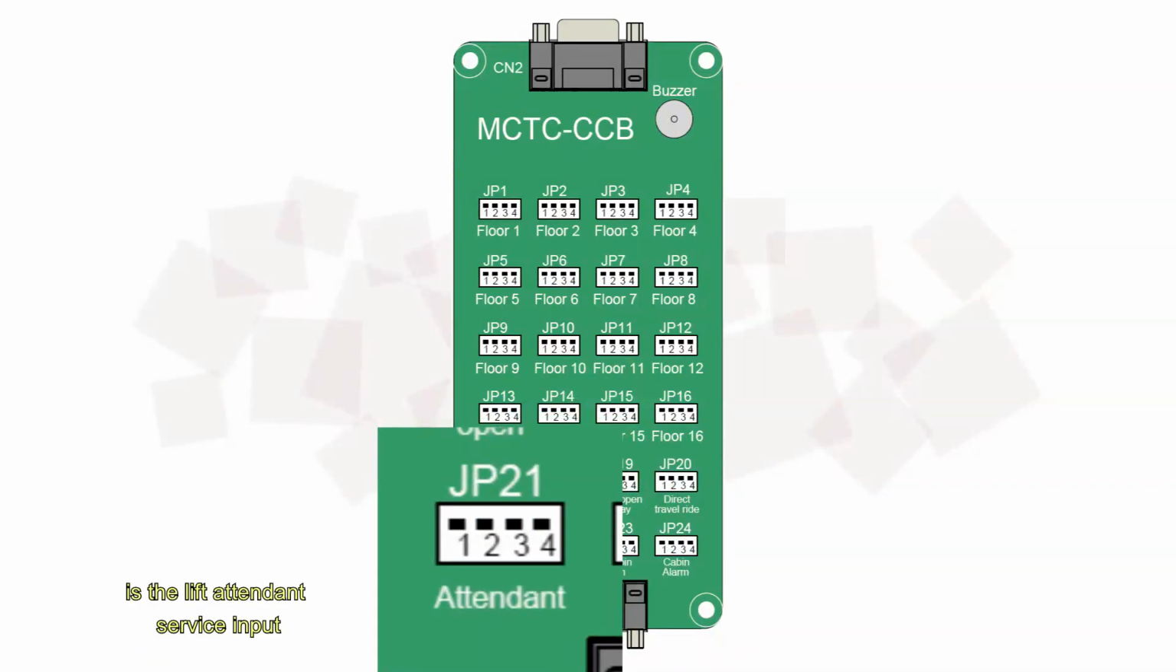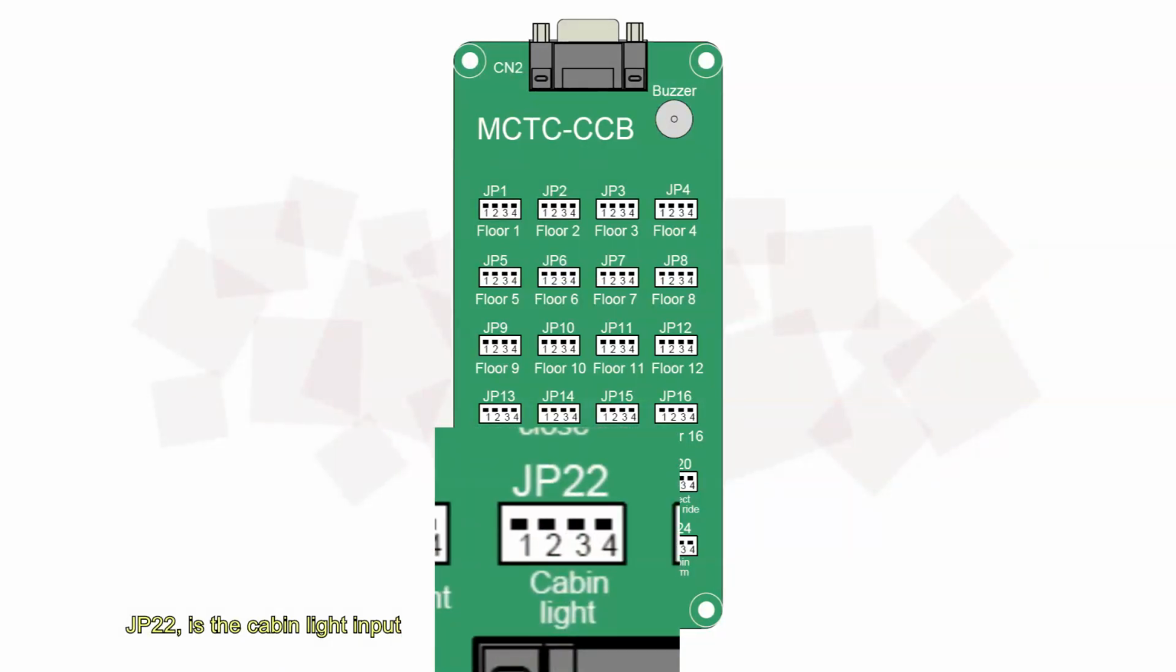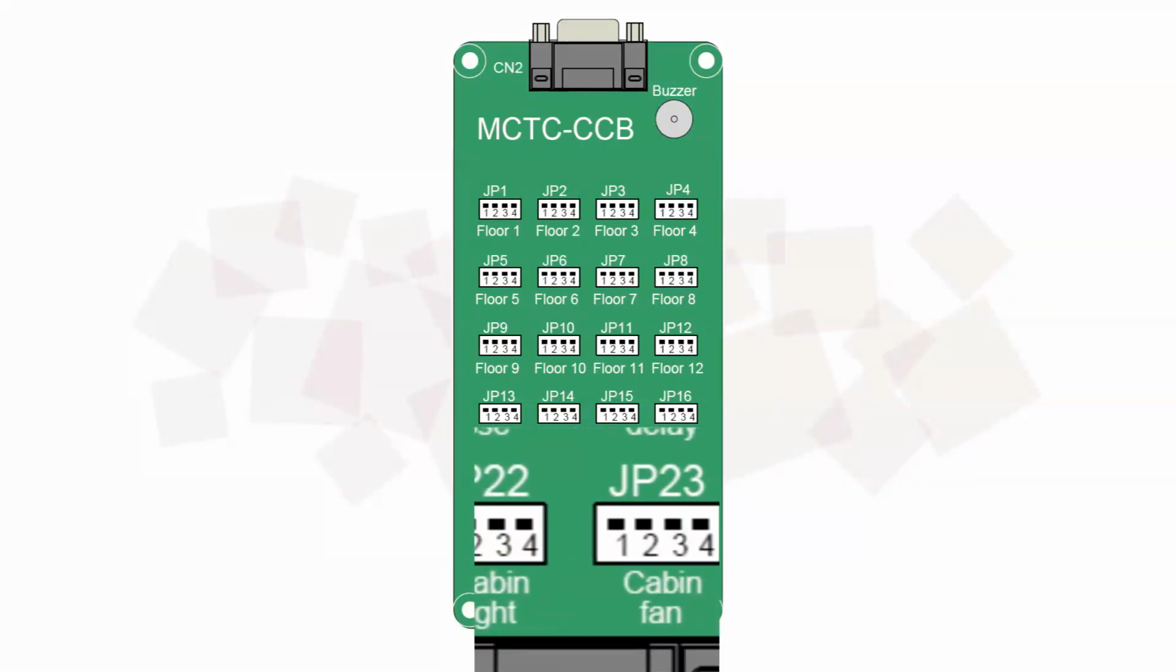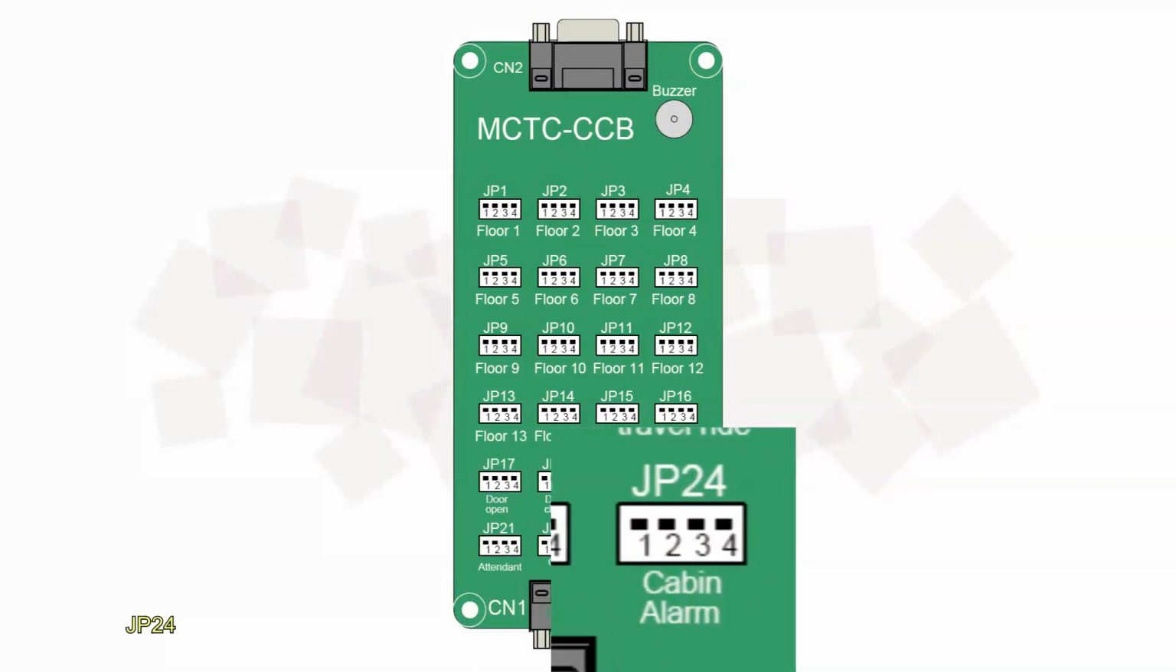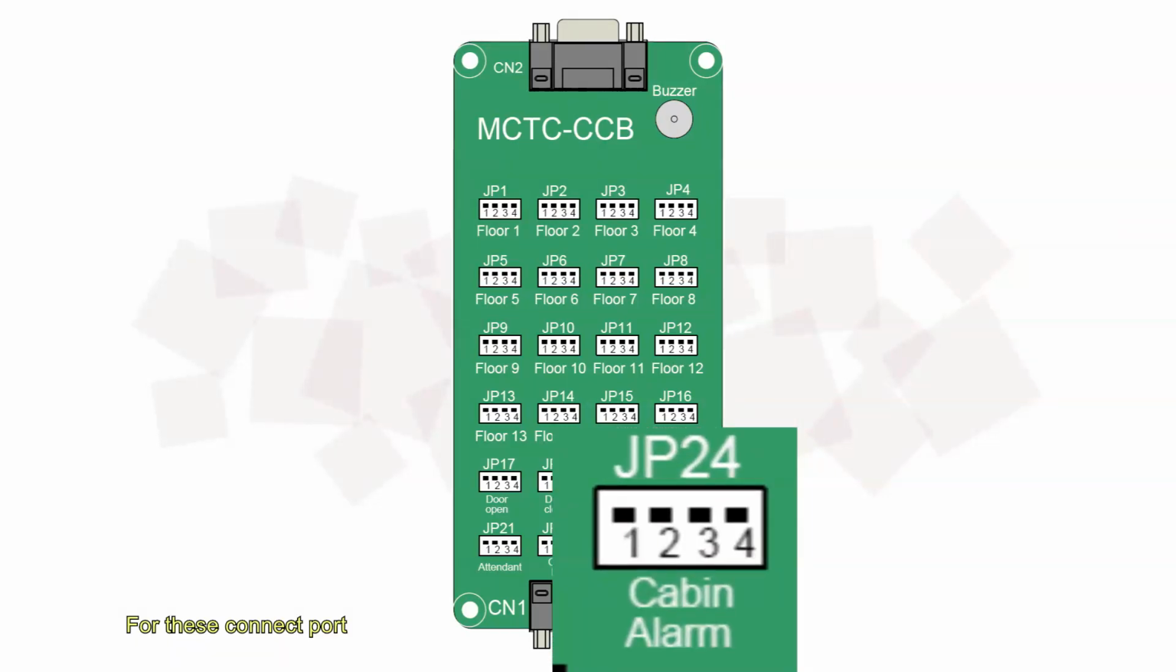JP21 is the lift attendant service input. JP22 is the cabin light input. JP23 is the cabin fan input. JP24 is the cabin alarm button input. For these connect ports, there are 4 pins. Pin 2 and 3 are for signal input, pin 1 and 4 are for display output. Note, pin 1 and 2 is positive 24 volt DC, and there is a white spot to mark out pin 1.